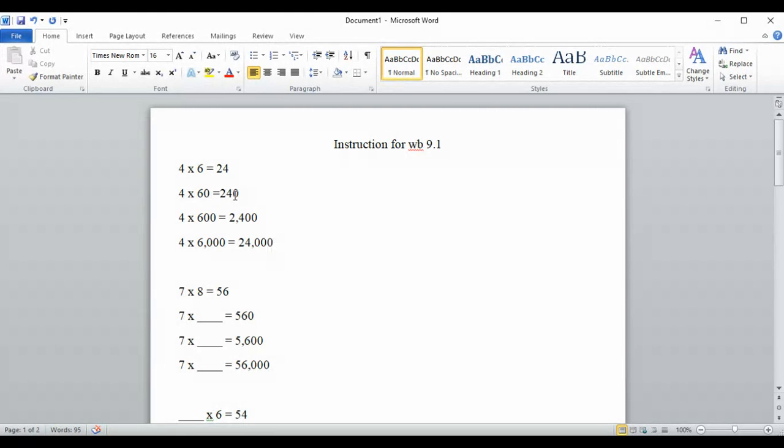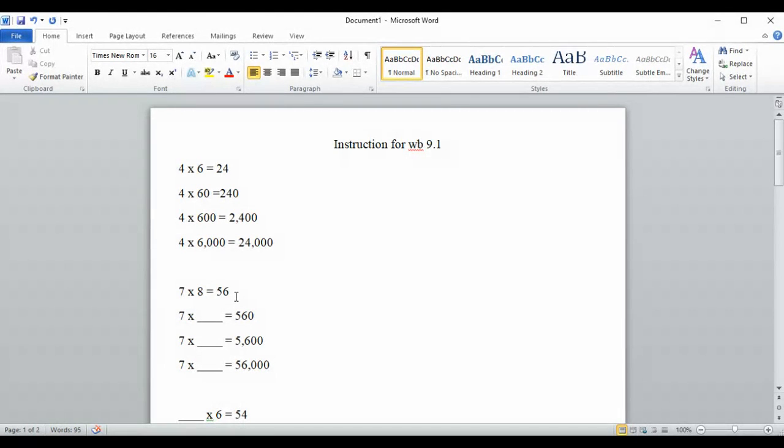And I think you can notice the pattern here. 24, 240, so 24 with 1 zero. 2,400, so 24 with 2 zeros. 24,000, 24 with 3 zeros. And here we have 1 zero, 2 zeros, 3 zeros. So I want you to notice that pattern.